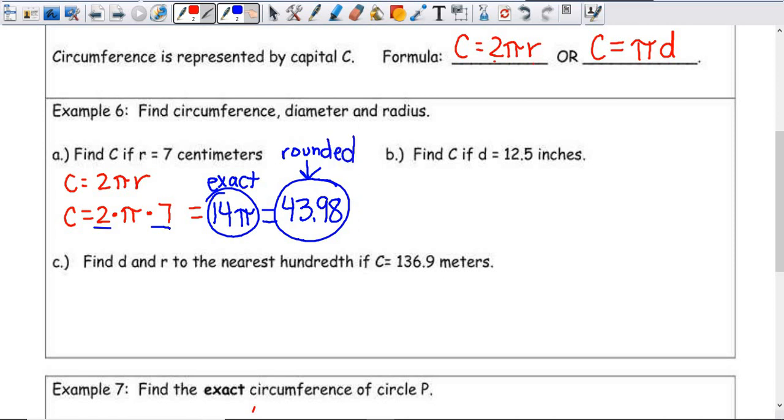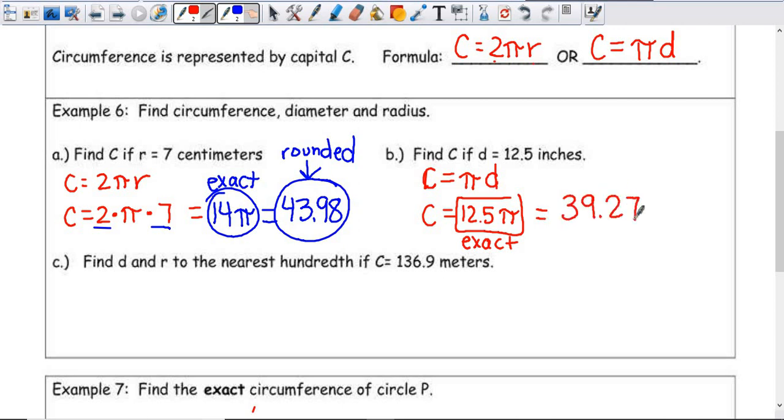Now in B, it says find the circumference if the diameter is 12.5. Well, the circumference formula that uses diameter is pi times diameter, so I should use that one in this case instead of trying to find my radius. It's not necessary. So circumference equals 12.5 pi. I didn't actually have to do any math here to get my exact answer. So here is my exact. But if it wants a rounded answer, it tells you to round to a certain place, then you can do that and call this 39.27 as well.